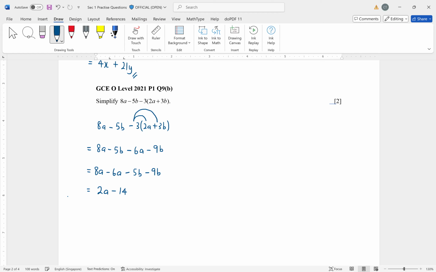So minus 14b. Anyway, if you are not sure about this, or you struggle with it, you can use your calculator. You just key in negative 5, then minus 9, then you will get your answer, right?